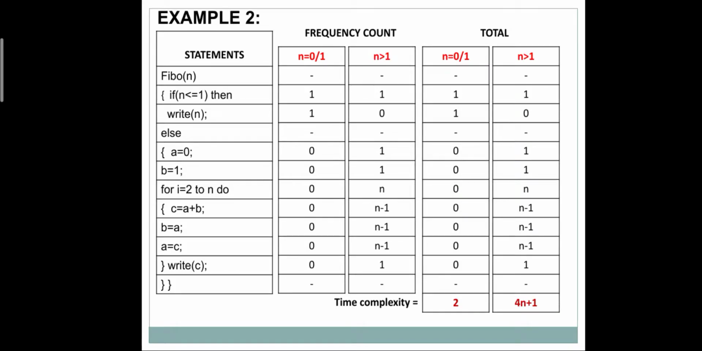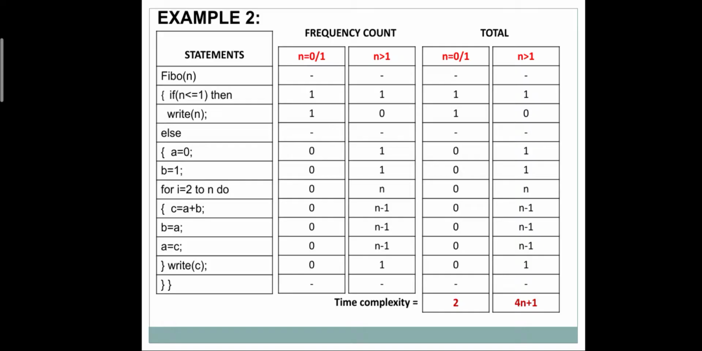Next, the second case is when the value of n is greater than 1. The statement if n is less than or equal to 1 gets executed only once. So its frequency count is 1 here. The result is false. Hence, the statement write of n will never get executed. So its frequency count is 0. The execution comes to the else part.